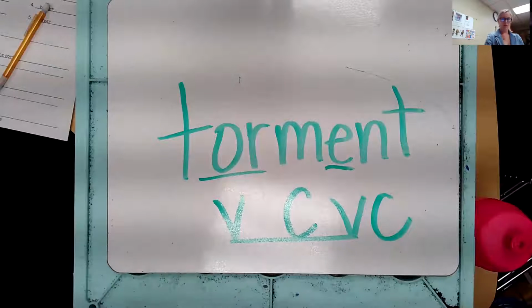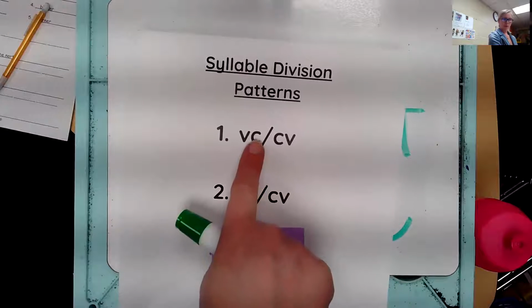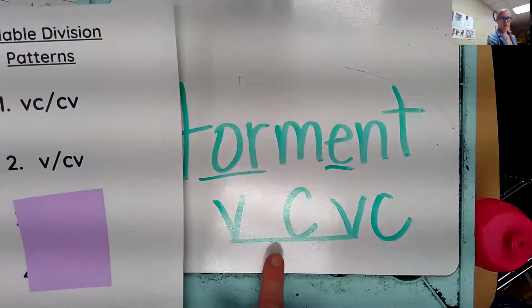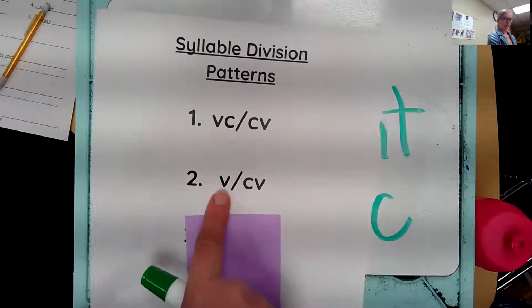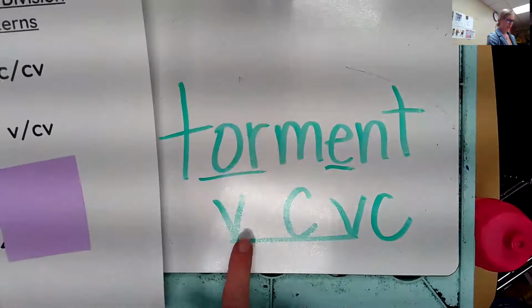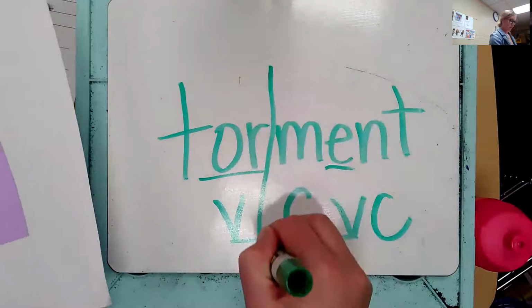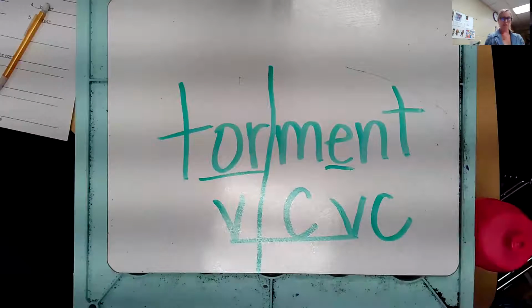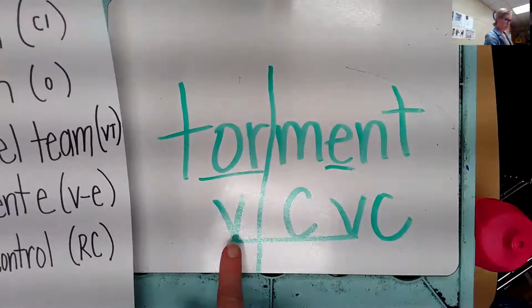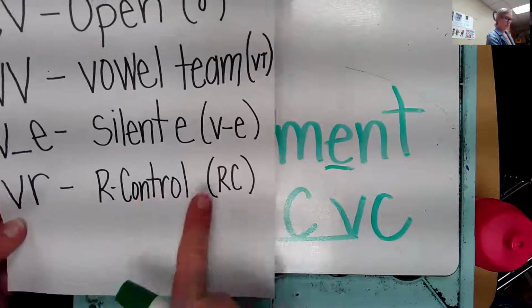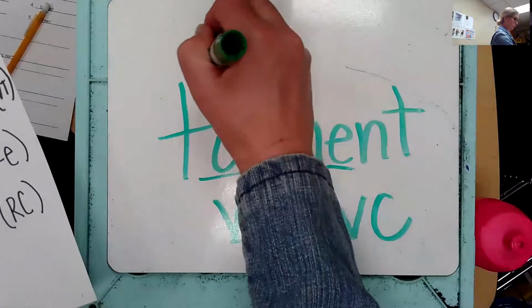Okay, so let's check. How do we divide that word into syllables? Can we divide it between two consonants? Nope, we don't have two consonants. Can we divide it after the vowel, before the consonant? After the vowel, before the consonant? You bet. There it is right there. Okay, let's mark our syllable types. First one, we have a vowel with an R. If we have a vowel with an R, we mark that R control.